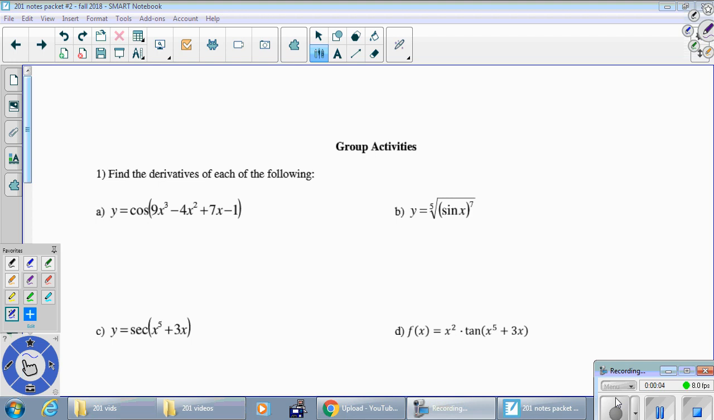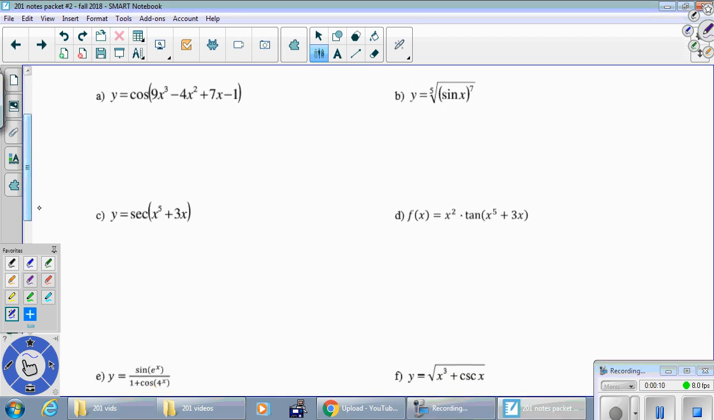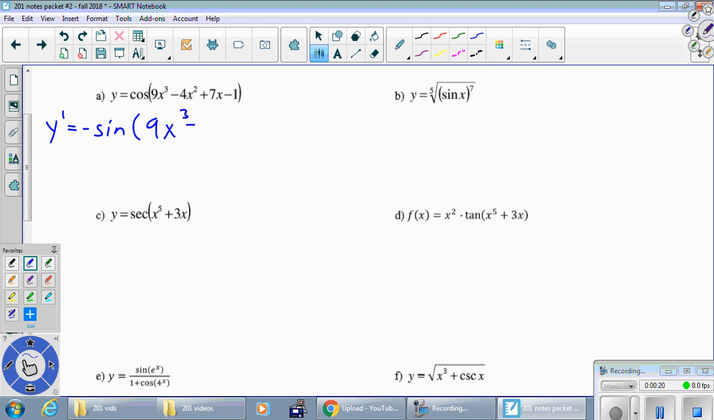Lesson 20, activities. Let's find some derivatives using our brand new trig derivatives list, as well as the chain rule. So part A, derivative of cosine of stuff is negative sine of stuff. Be really careful about the negative, don't miss that one. Negative sine of, you copy the stuff one time, and then the chain rule says times the derivative of the stuff. So 27x squared minus 8x plus 7.